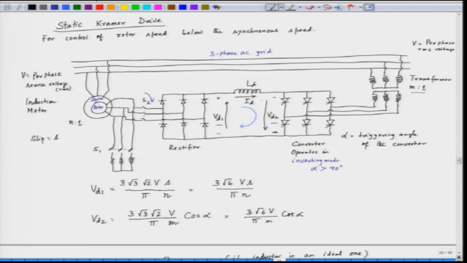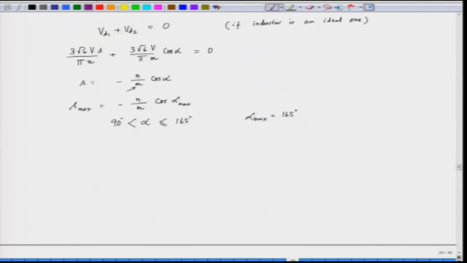It means it is feeding power back to the source. So, the power flow here is, if we see the flow of the power, this is the rotor power Pr which is coming here, and this power is fed back to the supply, to the transformer, and hence through the transformer we are able to feed back this power. Hence we call it the slip power recovery scheme. And here the alpha maximum value is 165 degree.